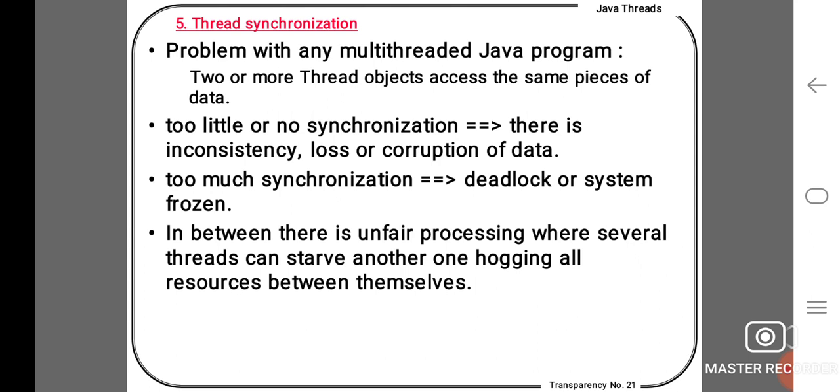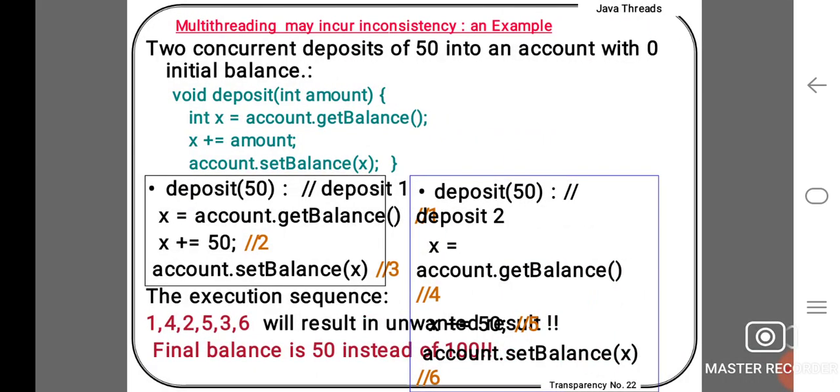Fifth one is thread synchronization. The problem with any multi-threaded Java program is that two or more thread objects access the same pieces of data. Too little or no synchronization causes inconsistency, loss or corruption of data. Too much synchronization causes deadlock or a frozen system. In between, there is unfair processing, where several threads serve one another while one hogs all the resources between themselves.